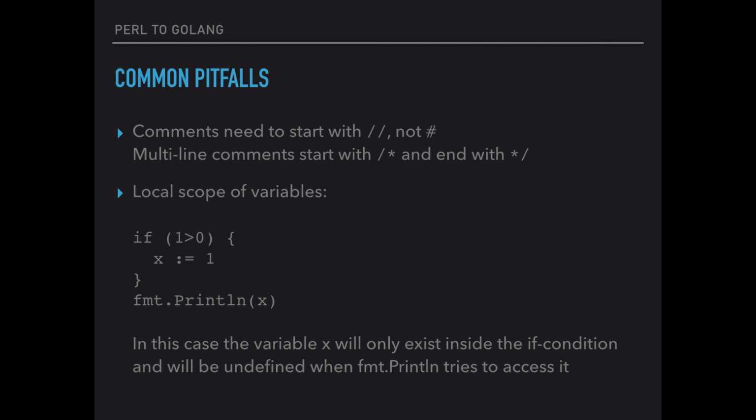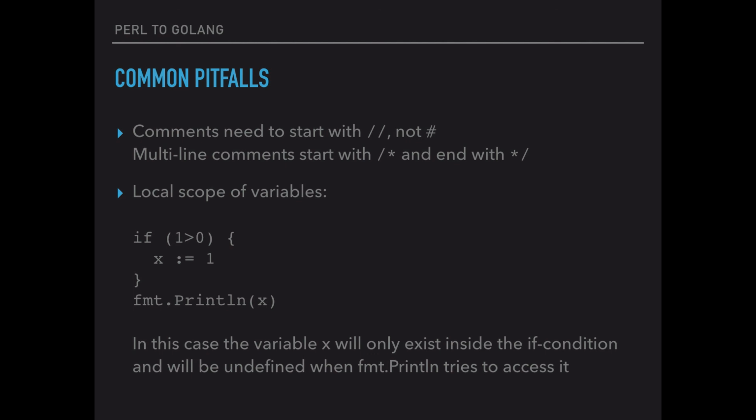Let's now look at some common pitfalls. Golang uses the C commenting style, which is different from Perl. Single-line comments start with 2 slashes instead of a hash. Multi-line comments are a bit more convenient. You start them with /* and end them with */. With this style, it's much easier to comment out big blocks of code.